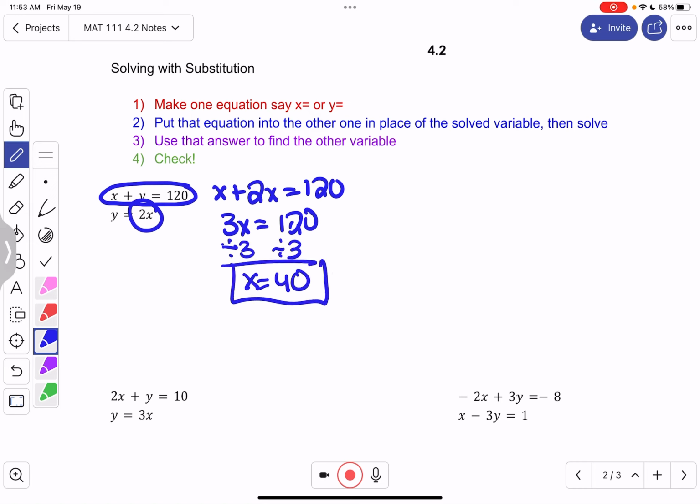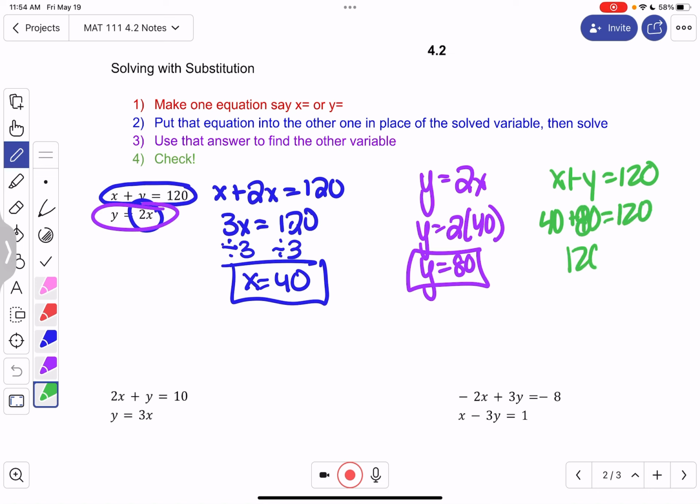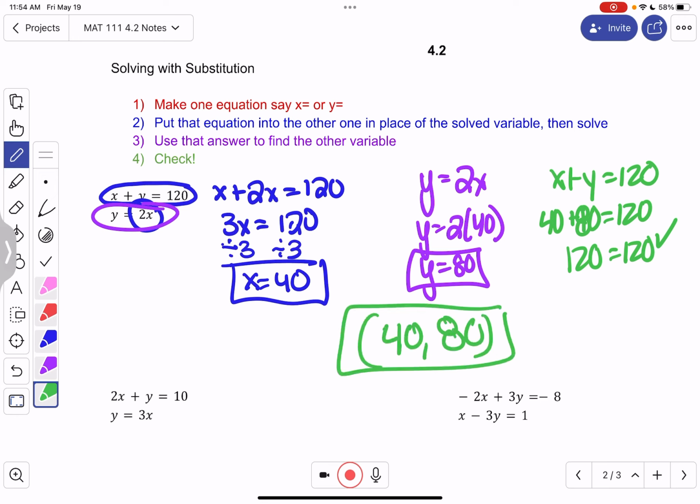40. Now that I know that, I can use this equation, but I can substitute the x for 40, because we know x equals 40, and 2 times 40 is 80. Now that I have both of those, I can plug them into the first equation to see if it's true. So if x is 40 and y is 80, 40 plus 80 is 120. That's a true statement. So my solution is the point where they cross at 40, 80.